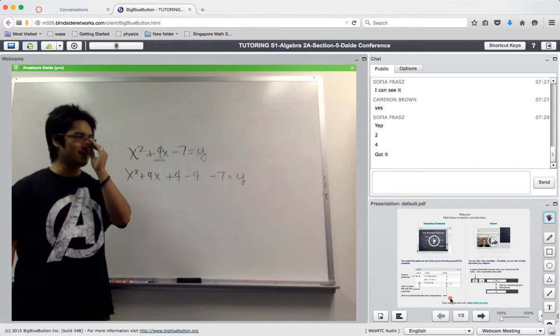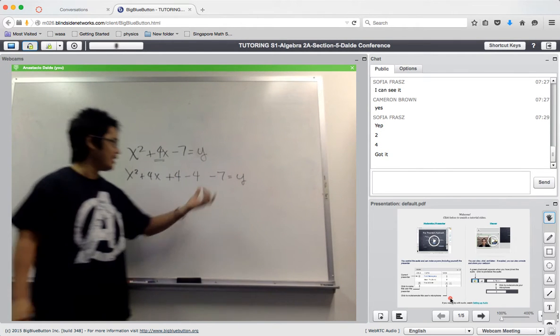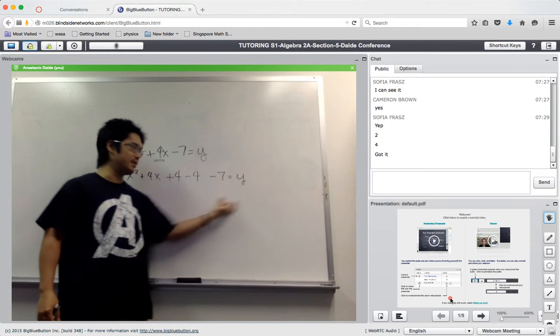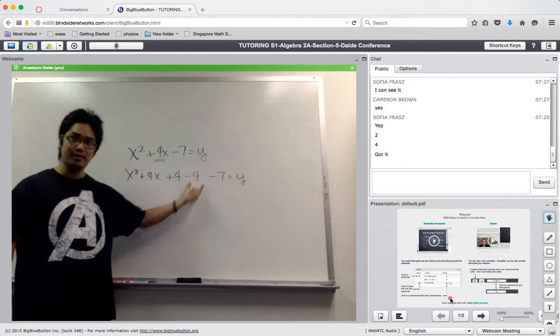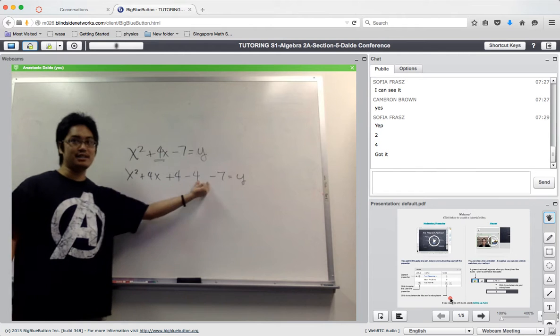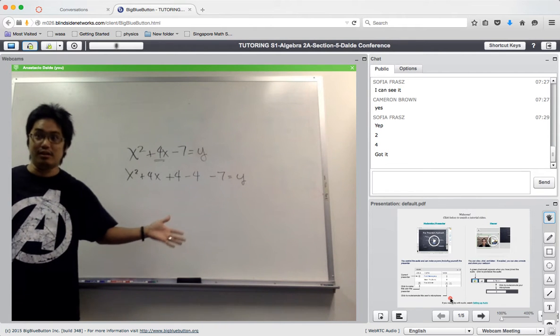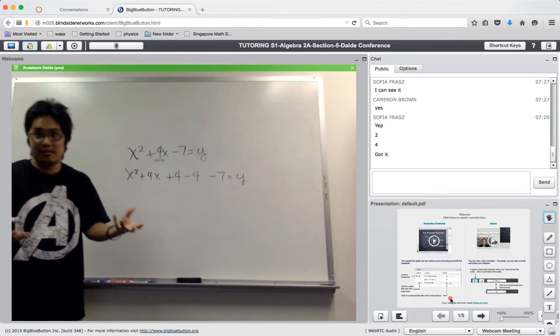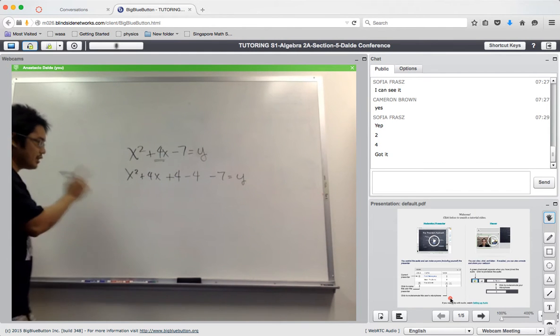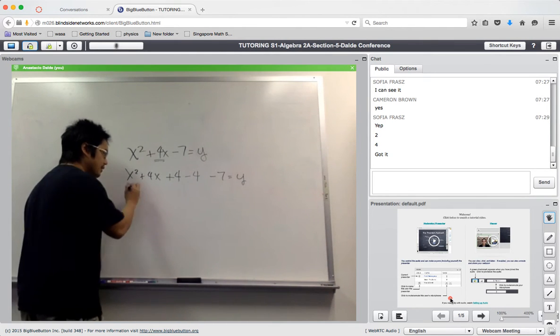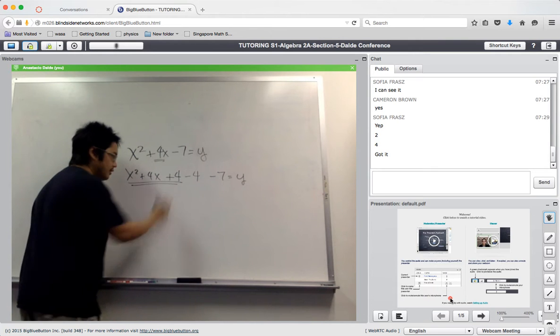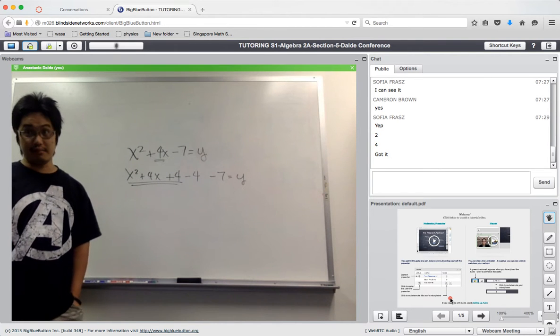I was doing exactly what Ciara suggested, but instead I moved the 4 over here. Essentially, all I did was I added 0. Add 4, subtract 4 at the same time. I did nothing to the equation. I didn't really change it. Okay? But the nice thing about this is, see this part right here? That can be factored.